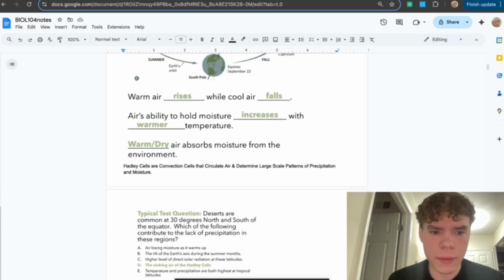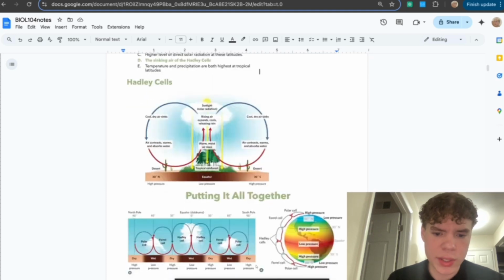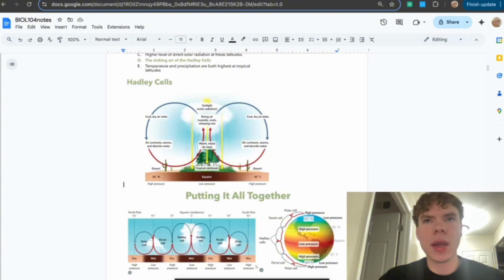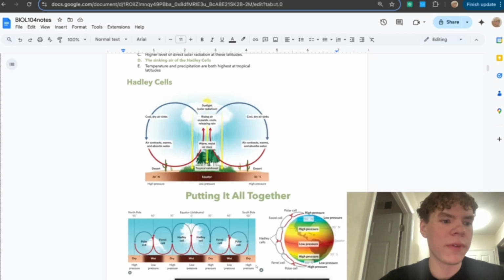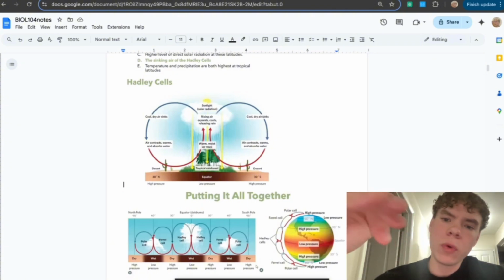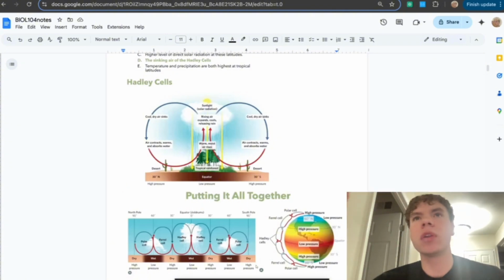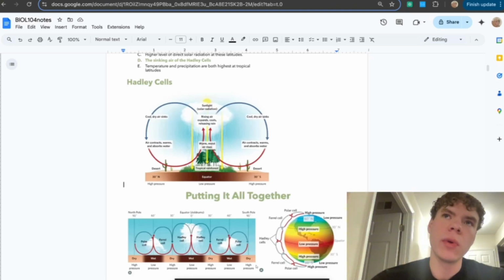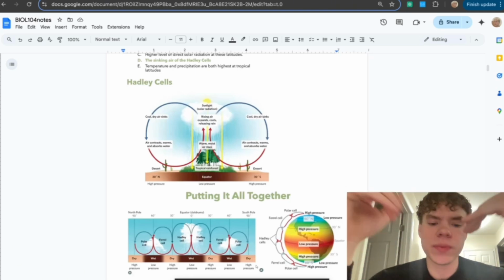Warm air rises, cold air falls. Talk about the Hadley cells in a second. Okay, so this is our Hadley cells. Our Hadley cells basically explain how pressure circulates in the environment, leading to different biomes and regions. Like, why at the equator do we have really tropical rainforest, and why specifically at 30 degrees north and south of the equator do we have really, really dry desert terrains?